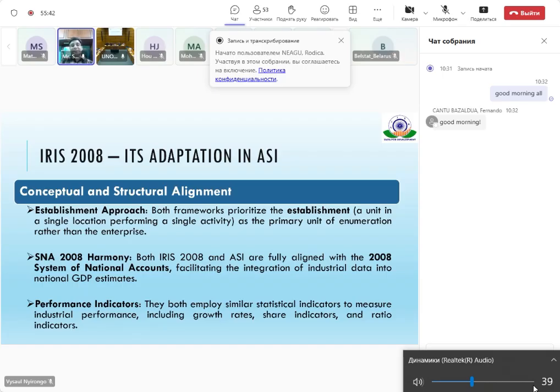And for performance indicators, they both employ similar statistical indicators to measure industrial performance, including growth rates, share indicators, and ratio indicators. In this respect, I want to inform that every year we are sharing our country data with UNIDO for their international handbooks, and it has been widely accepted by UNIDO itself. So we also generate that kind of indicators each and every year in our annual survey.